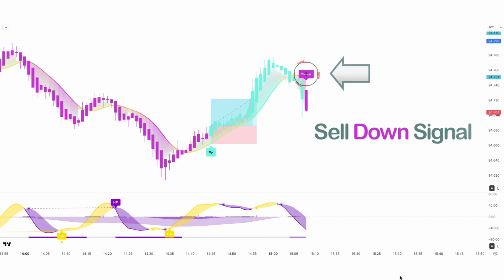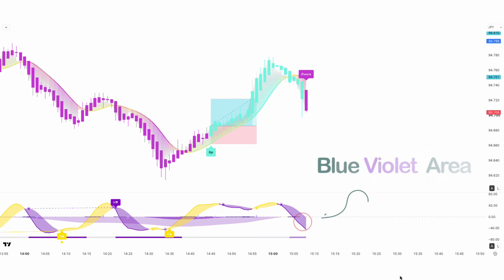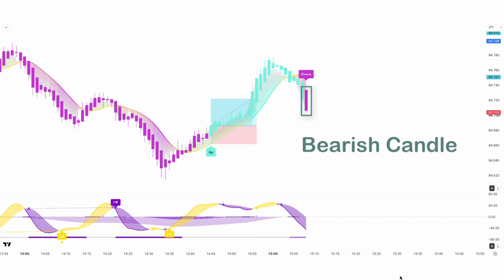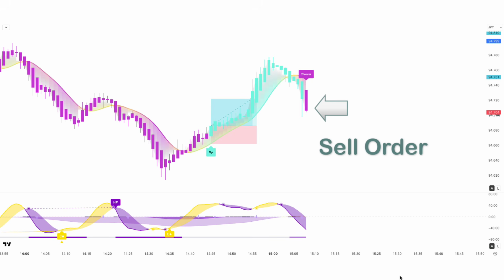Here the Uptrick Trend Pressure label down of this is a sell signal. Here the blue-violet area line of Artemis Squeeze Momentum is above the yellow area. Here the market has made a bearish candle to give confirmation. So all our conditions are being fulfilled, so we are placing an order to sell.